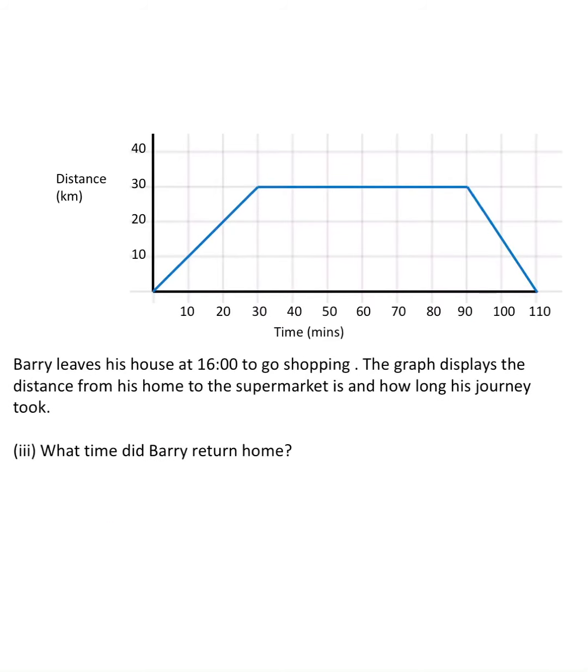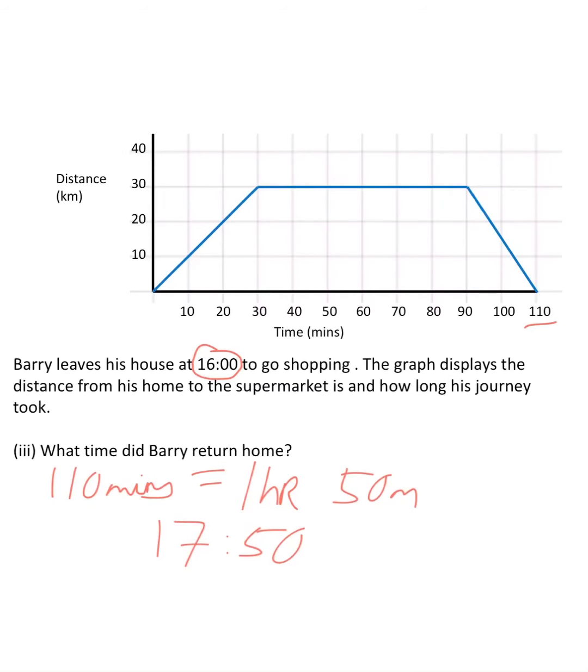The next question then was, what time did Barry return home? Okay, so he left at 4 o'clock and then he came back 110 minutes later. So 110 minutes is equal to 1 hour and 50 minutes. So adding that onto 4 o'clock, it will be 5:50, and we'll write that as 17:50. So he arrived home at 10 to 6.